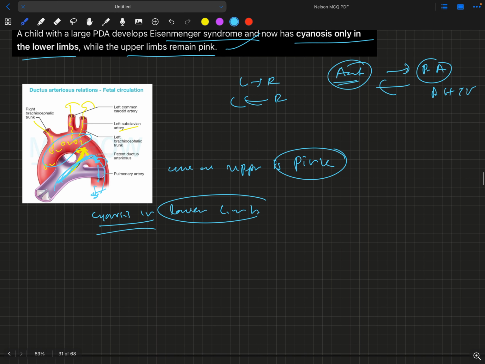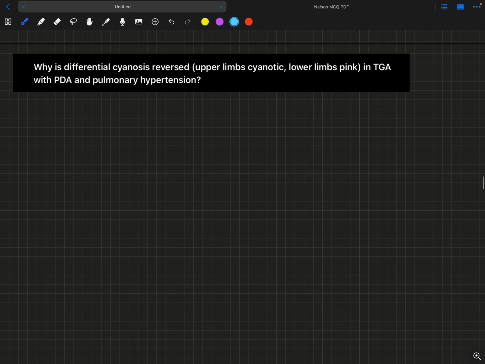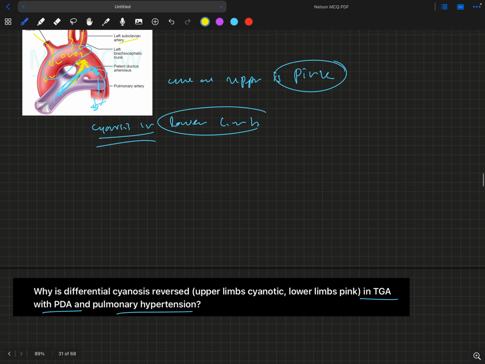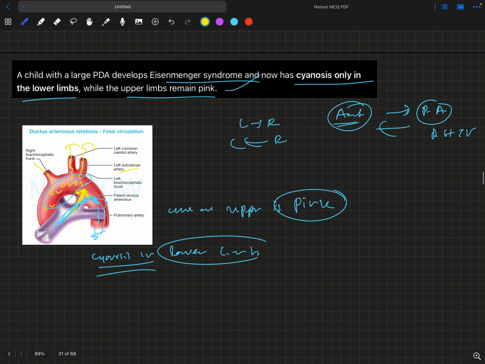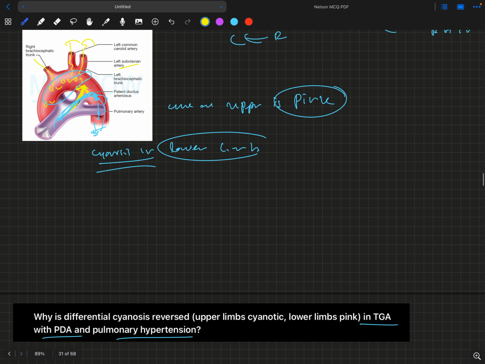So this is a very important concept. Now let's discuss another thing. Why is the differential cyanosis reversed? In a condition in which a large PDA develops Eisenmenger syndrome, there will be cyanosis only in the lower limbs. No cyanosis will be there in the upper limbs.